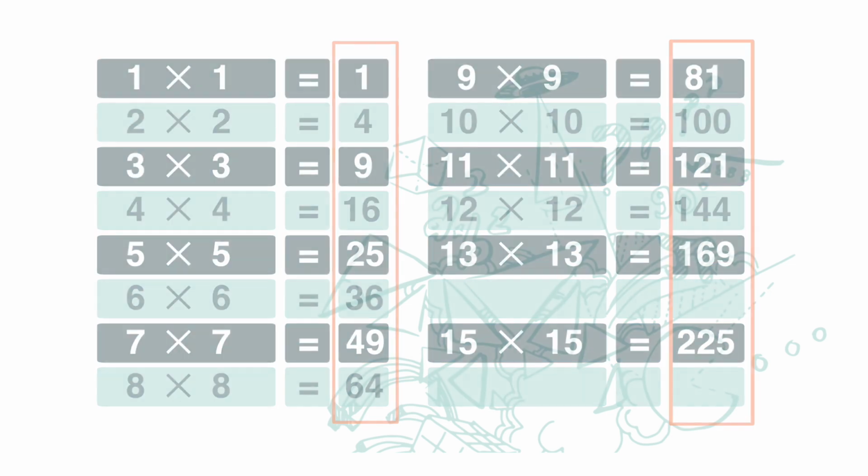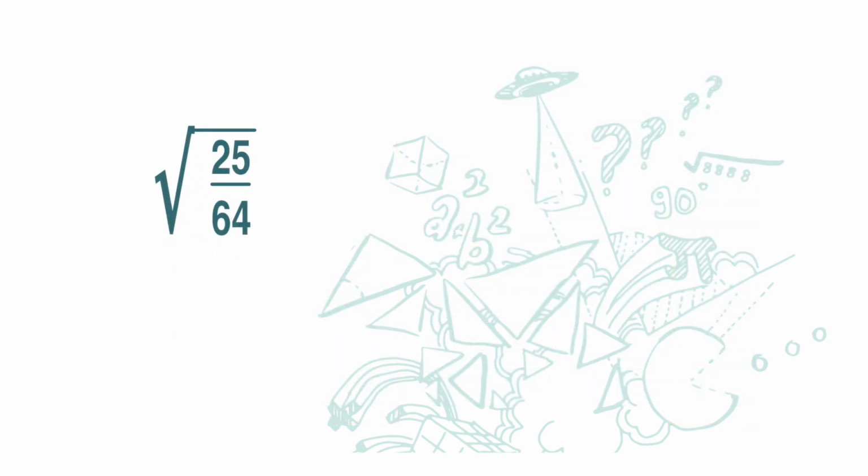For example, for this question, you need to know that 25 is the square of 5. 64 is the square of 8. Then only can you write 25 into 5 square and 64 into 8 square. And since square and square root are inverse operations to each other, they cancel out each other. The square root of 5 square is 5. The square root of 8 square is 8.